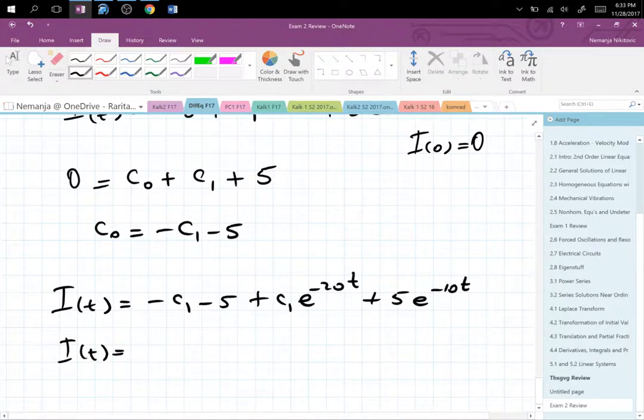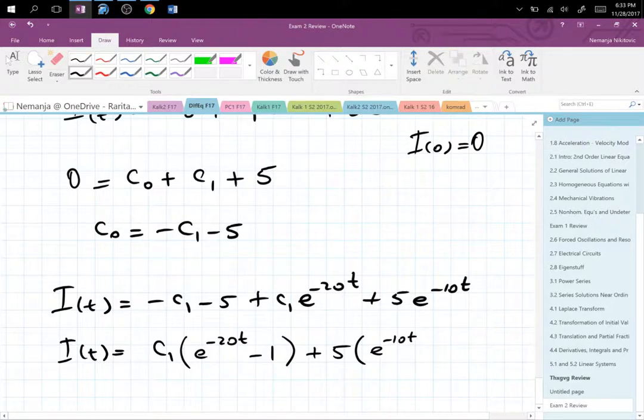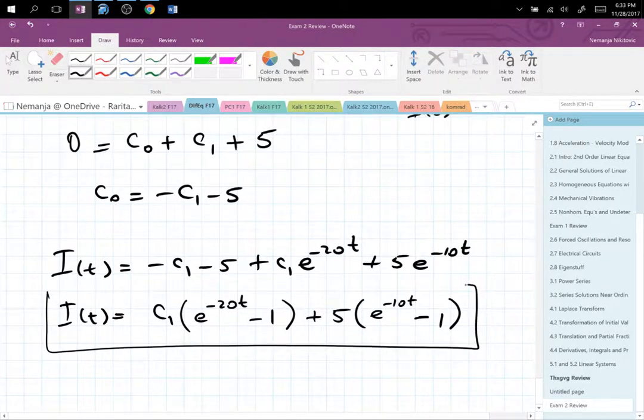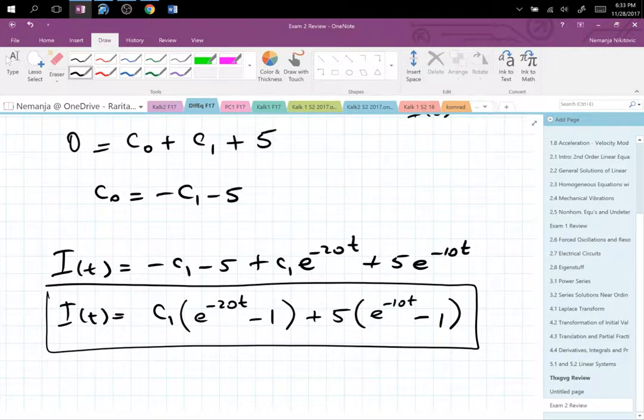So we can kick out C1, and we are left with e to the negative 20t minus 1, and then you can kick out 5, and you are left with e to the negative 10t plus 1. No, minus 1, or minus 5 over there. But you can get I prime. I don't have the second condition. But you can say that I prime of t is equal to 2t over L. That's what the book did.